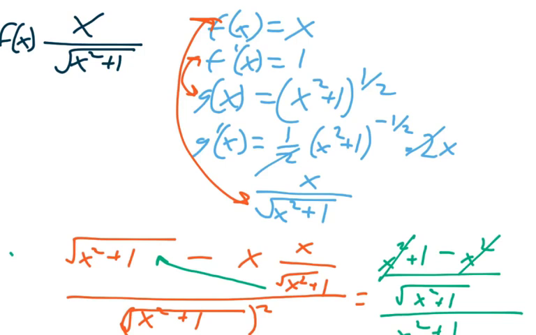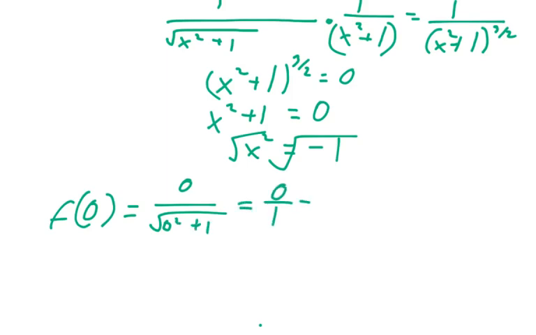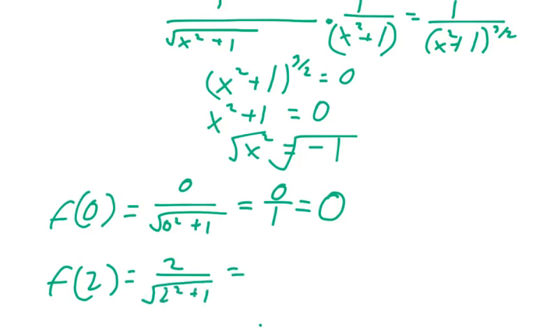And so all I need to do is plug in 0 and plug in 2. So when I plug in 0, I get 0 over the square root of 0 squared plus 1, which is 0 over 1, which is 0. When I plug in 2, I get 2 over the square root of 2 squared plus 1, which is 2 over the square root of 5. And so this is my minimum, and I know this is my maximum because 2 over the square root of 5 is bigger.